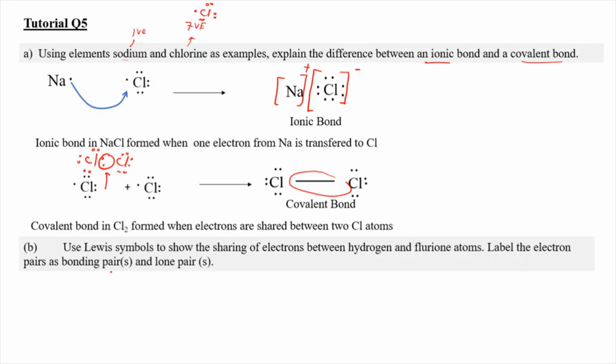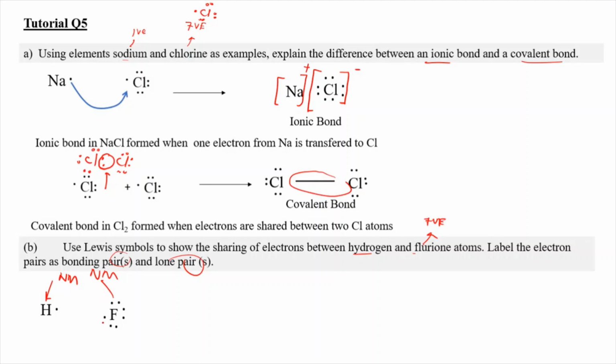Now for question B, we need to use the Lewis symbol to show the sharing of electrons between hydrogen and fluorine atoms. So we need to label the electron pairs as bonding pairs as well as the lone pairs. So the first thing first, we need to draw the Lewis dot symbol. So we have our hydrogen, which is H dot here. Hydrogen has one valence electron, so we are just going to draw it one time. And then for fluorine, it has 7 valence electrons. So it's going to be fluorine, then 1, 2, 3, 4, 5, 6, and 7.